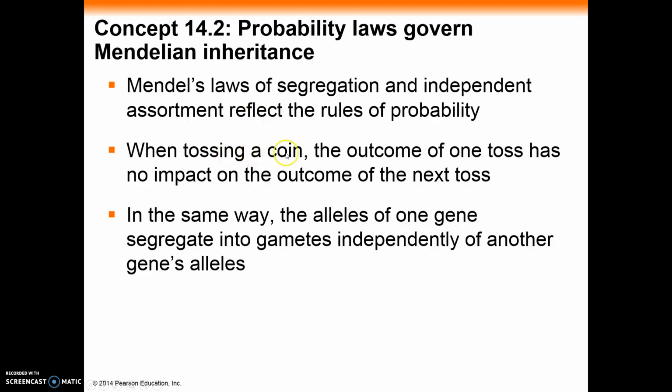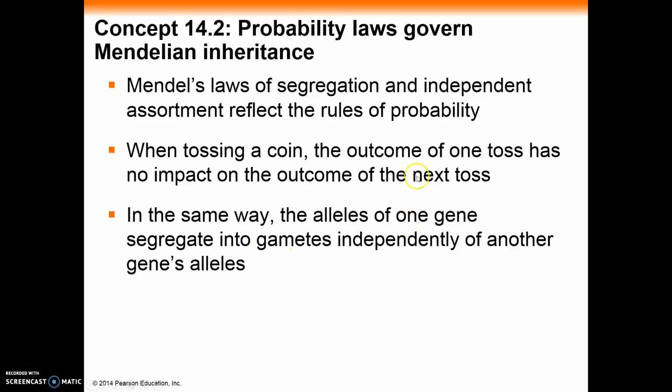When you toss a coin, the outcome of one coin toss has no impact on the outcome of the next toss, right? So one time you flip the coin, you get heads. The fact that you got heads is not going to change the outcome of when you flip the coin again. In the same way, the alleles of one gene segregate into gametes independently of one another, or independently of other genes' alleles.